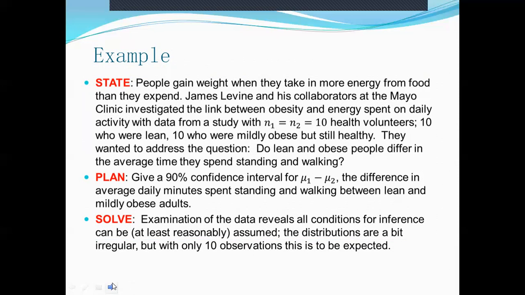What's our plan? Give a 90% confidence interval for the difference between the population means: the difference in average daily minutes spent standing and walking between lean and mildly obese adults. To solve, our examination of the data reveals all conditions for inference can be at least reasonably assumed. The distributions are a bit irregular, but with only 10 observations, this is to be expected.